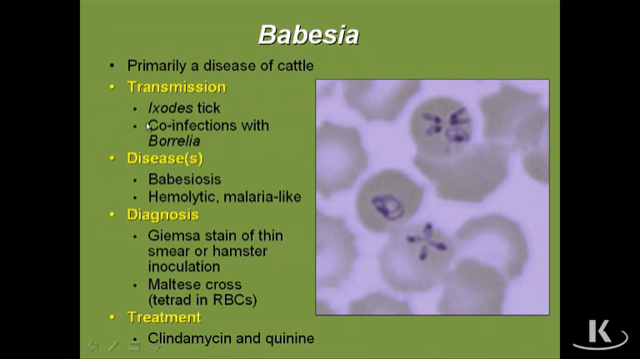So now we're going to move on to babesia. Babesia is actually a high yield subject for USMLE Step 1, and probably the biggest reason is because it causes co-infections with Lyme disease. So you'll see that it's transmitted by the Ixodes tick, which also transmits Lyme disease. So it causes co-infections with Borrelia.